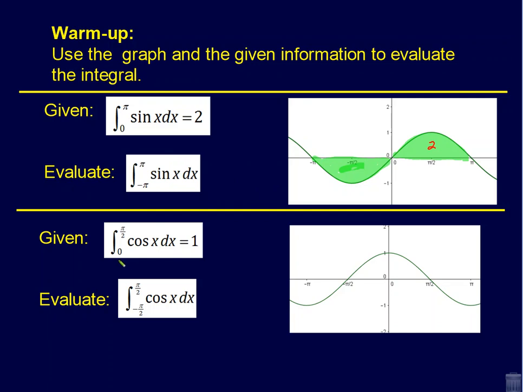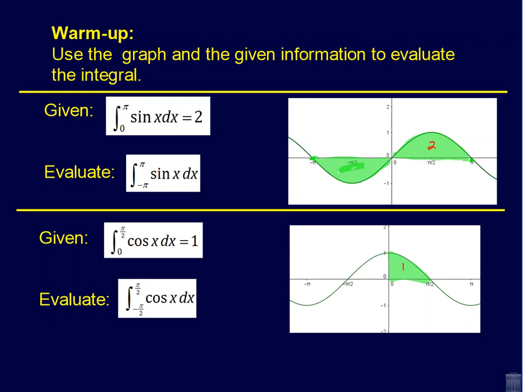In the second instance, the given information is that the integral from 0 to pi over 2 of the cosine function, that would be this region here, has an area of 1. Okay, so let's actually talk about the first one. If the definite integral from 0 to pi, in other words the region here, has a value of 2, what would be the value if I go all the way from negative pi to pi?